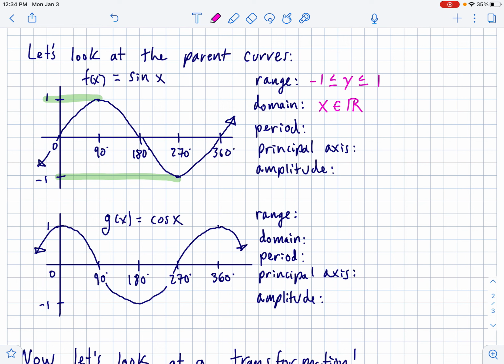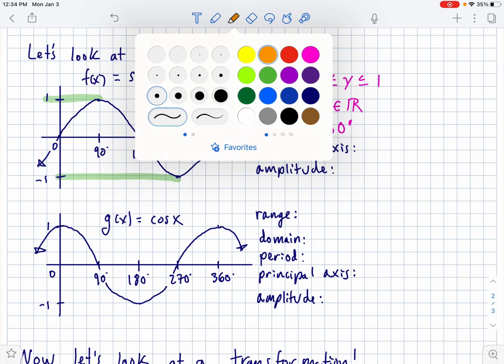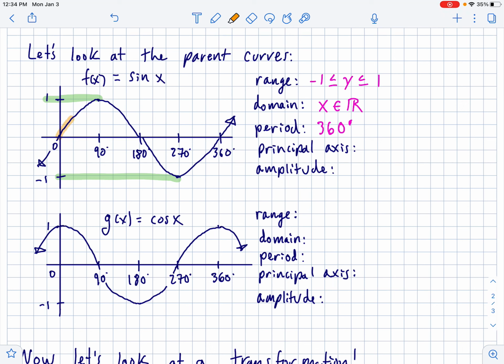The period of this curve is 360 degrees. That's because if you were to trace the curve here at 0, we go up the mountain, down the mountain, into the valley, back up. But then right here at 360 is where it would start to repeat, like go up the mountain again. So the period is 360.